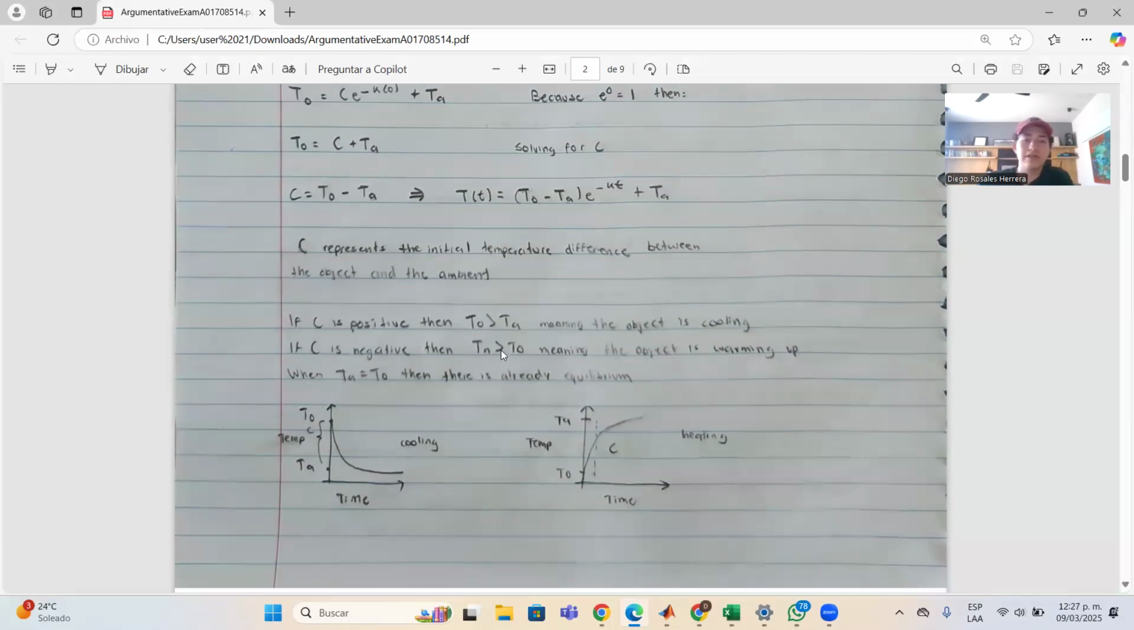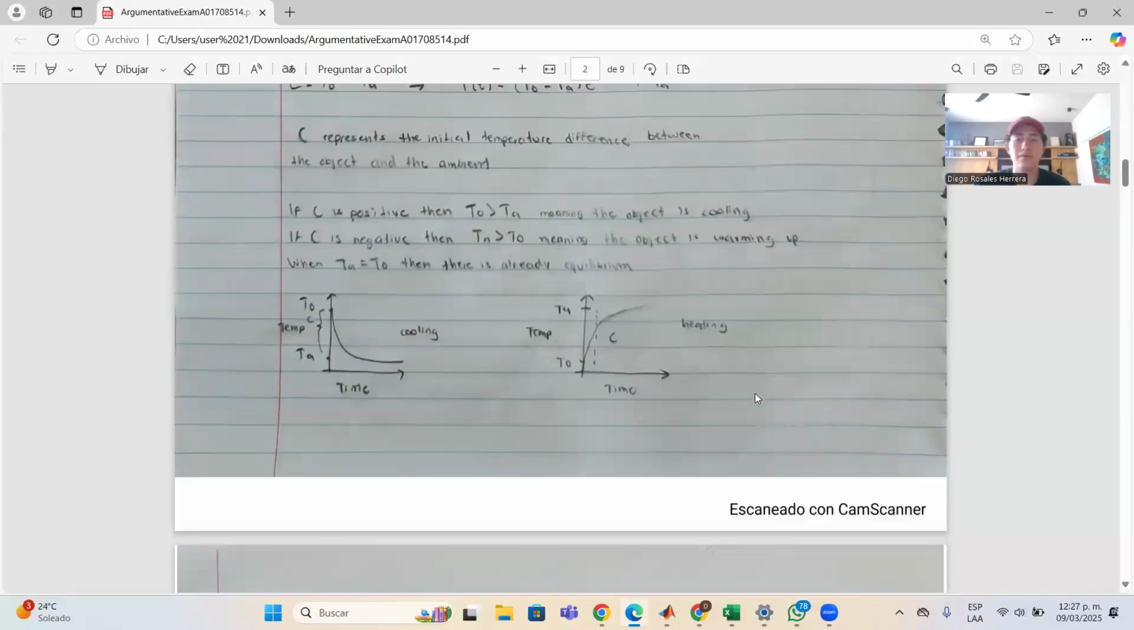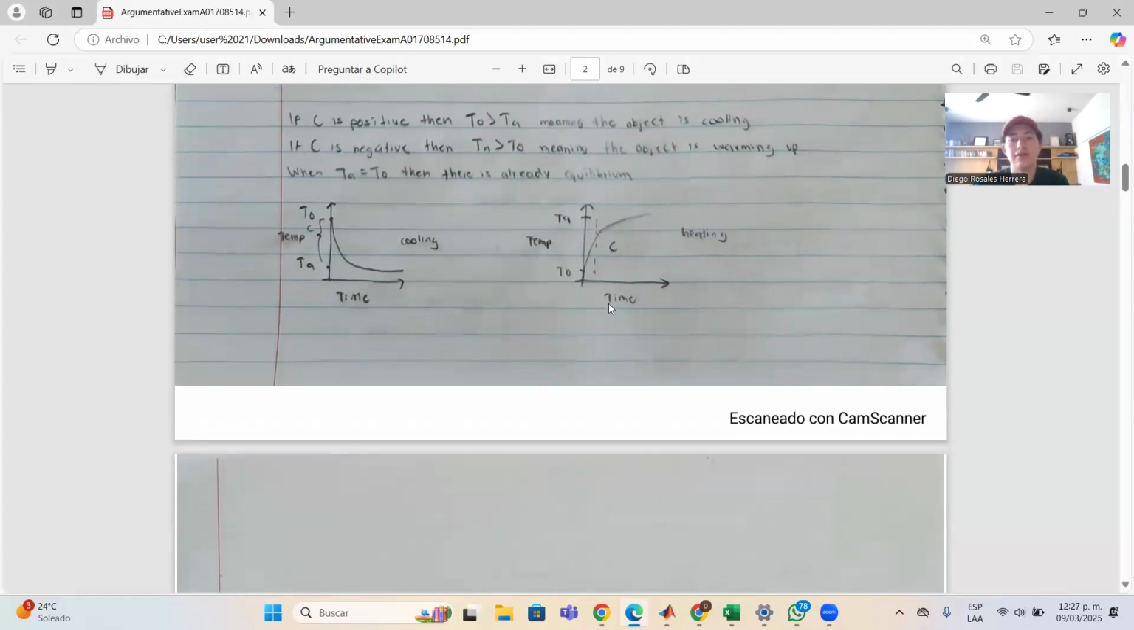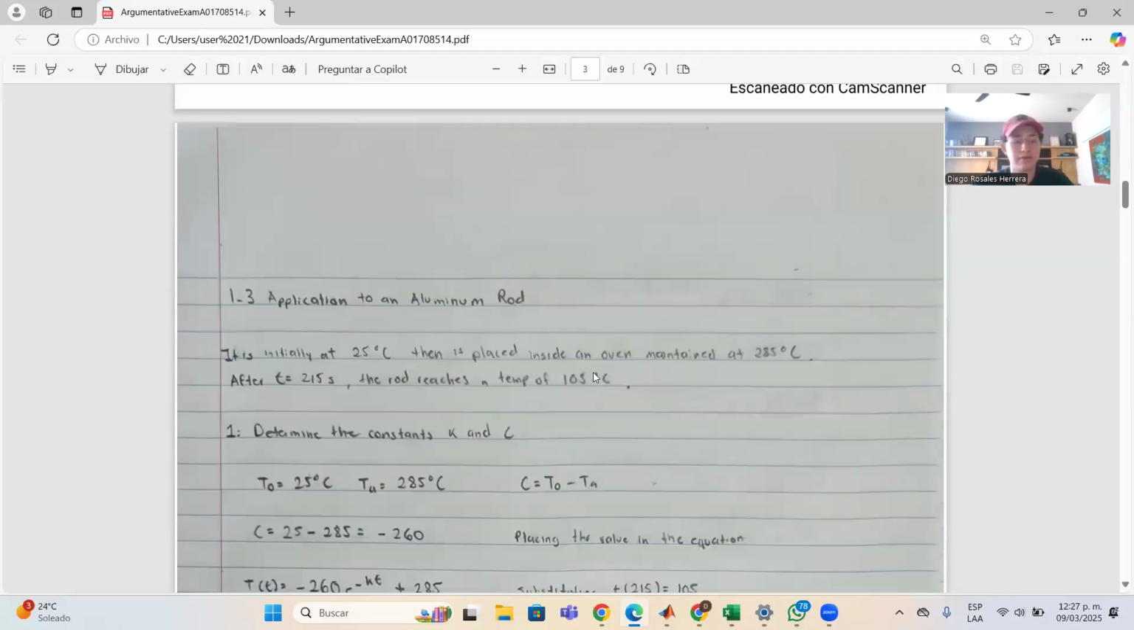When C is positive, the initial temperature is greater than the ambient temperature, meaning the object is cooling down. If C is negative, the ambient temperature is greater than the initial temperature, meaning it's warming up. We can see this graphically, where C is the difference. When it's cooling down, the initial temperature is up here, above the ambient temperature, making this exponential function. On the other hand, when it's heating, the ambient temperature is on top and the initial temperature is on the bottom, and C is also the difference between both of these.